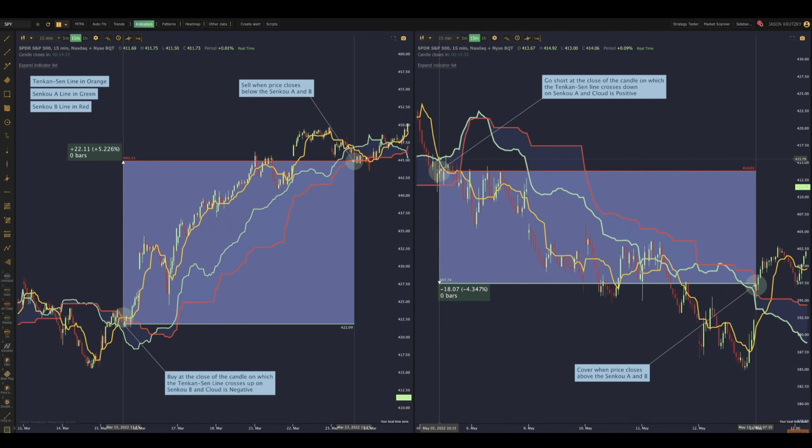On the bearish side, we're going to enter when the Tenkan-Sen crosses down on the Senkou A, the green line, and when the cloud is positive, the Senkou A is above the Senkou B. We're going to enter on the close of the candle in which that cross happens, and we're going to exit when price closes above both the Senkou A and the Senkou B. That occurs here, and we make a profit of 4.3%. Let's go on to the last strategy.